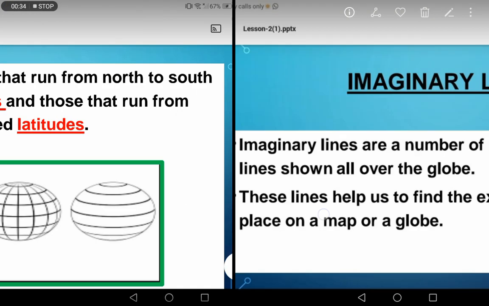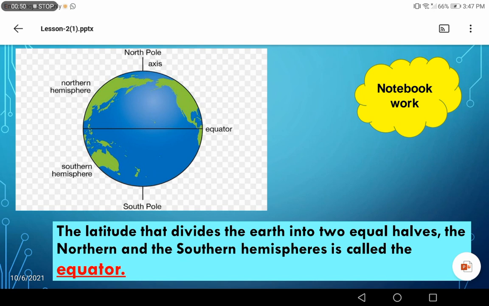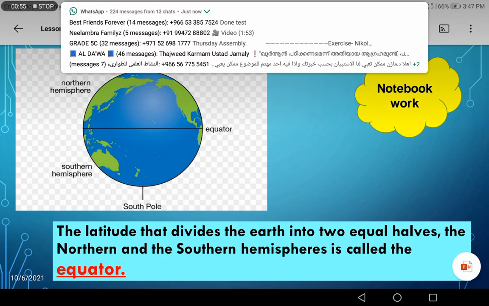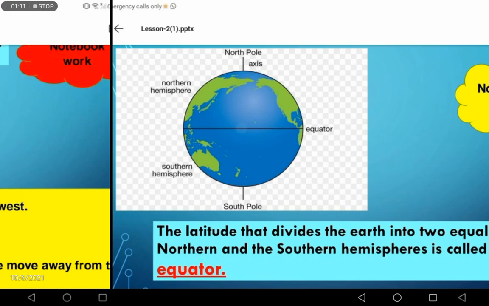So, the imaginary lines that run from north to south are called longitudes, and those that run from east to west are called latitudes. The latitude that divides the earth into two equal halves, the northern and southern hemispheres, is called the equator. This is the equator.